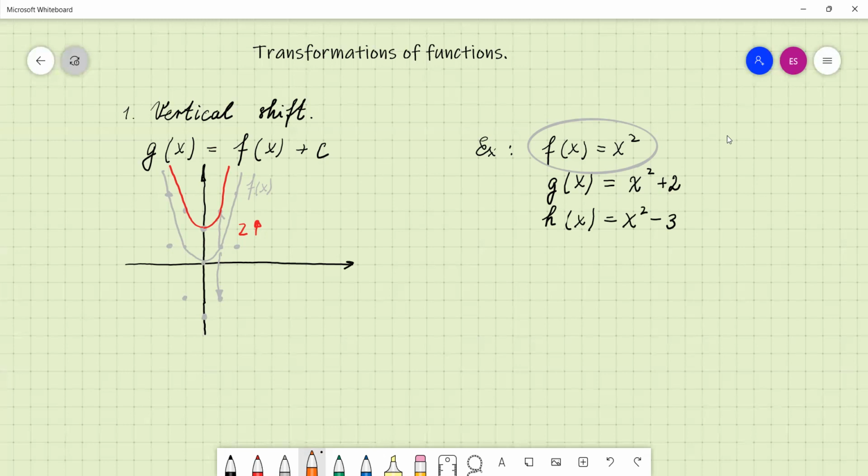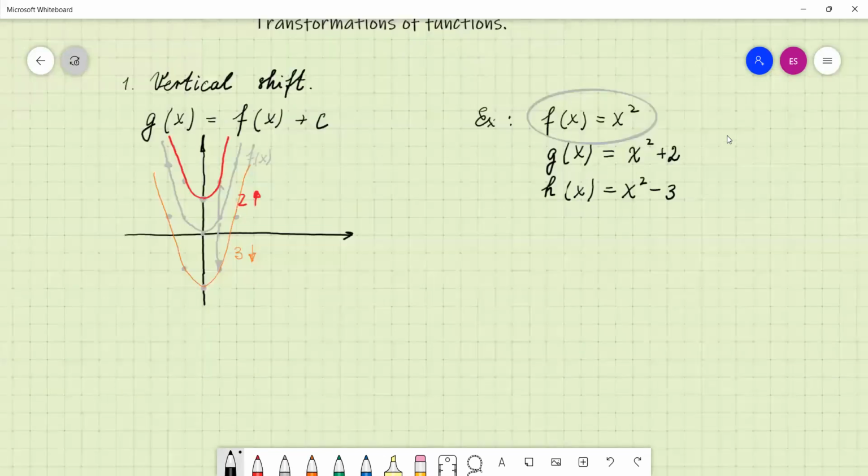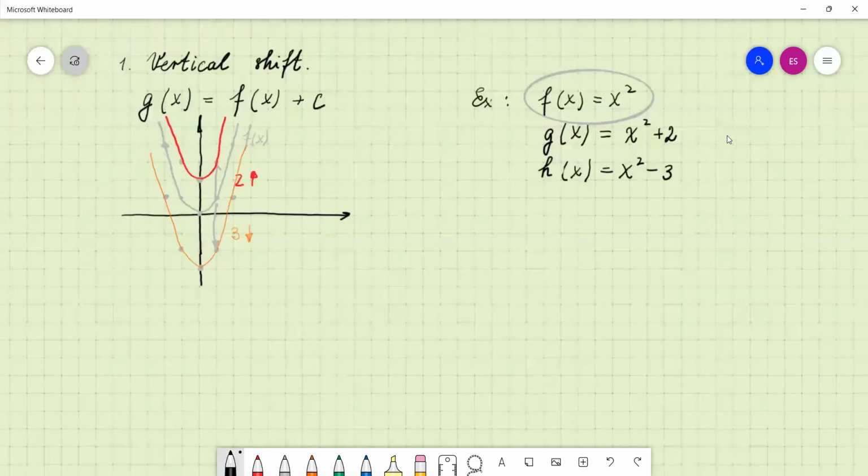This is called vertical shift, and vertical shift is applied the same way to all functions, not only to parabolas. So if you have any other function, you're just going to imagine that you grab the function and move it either up or down, depending on the number of units you're adding or subtracting. Okay. Next shift is going to be a horizontal shift.